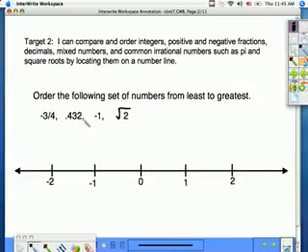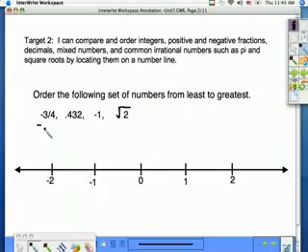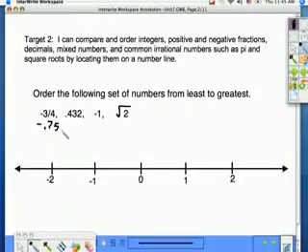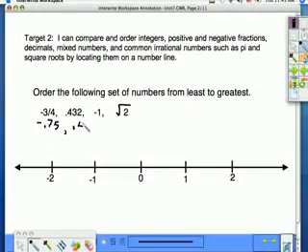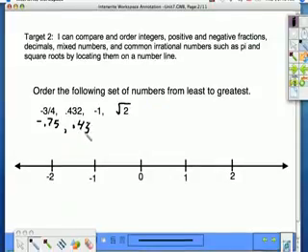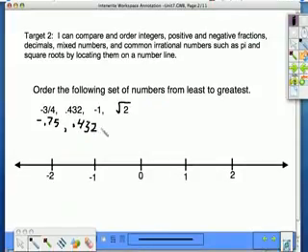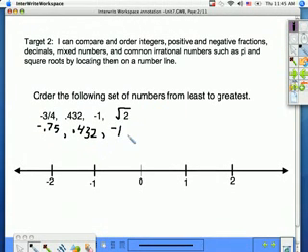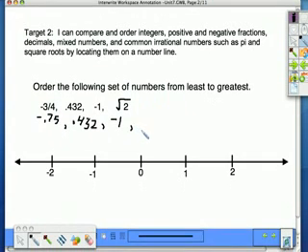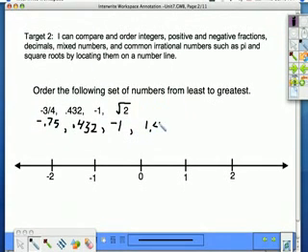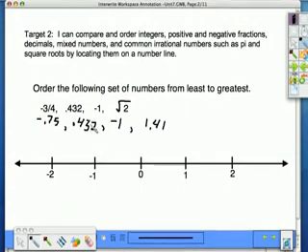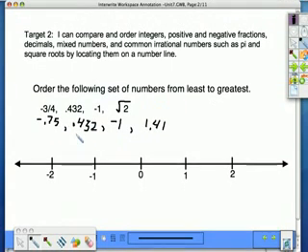The first thing you should do is make them all the same form. It's easiest if you change them all to decimals because you have a decimal here. So negative 3/4 is the same thing as negative 75 hundredths. And then you have the 432 thousandths. Now negative 1 you can keep, and then you would have to find out what the square root of 2 is. The square root of 2 is approximately 1.41. Now that you have them all as decimals, it's easier to order them from least to greatest.